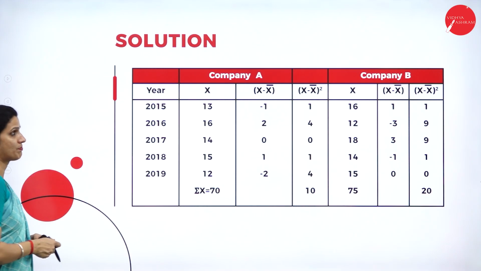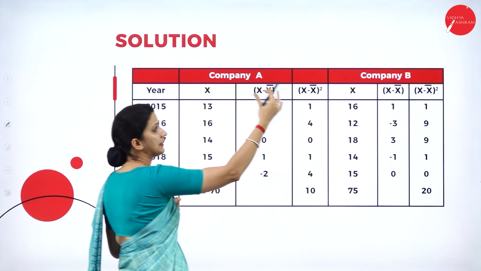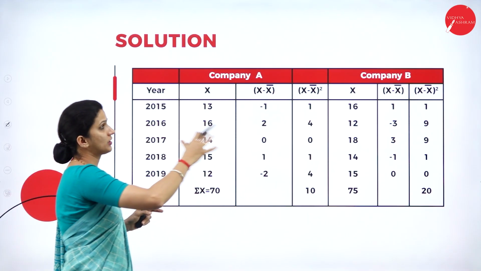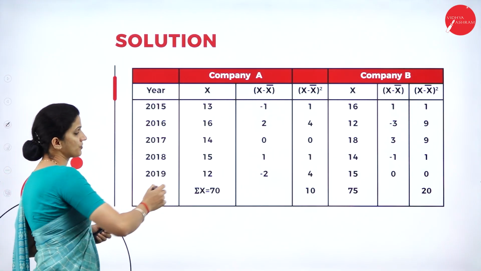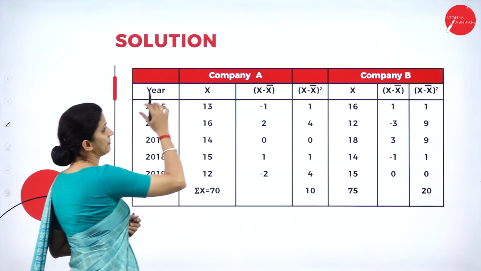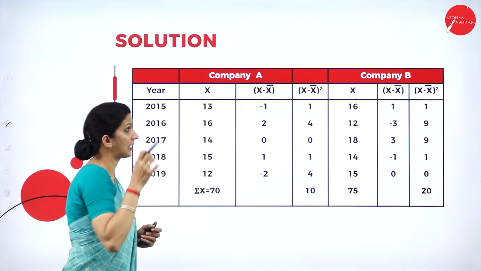See the solution part of the question. First, in a single table we will calculate for both company A and company B. So here first we'll write the years 2015 to 2019. Then we'll calculate for company A.